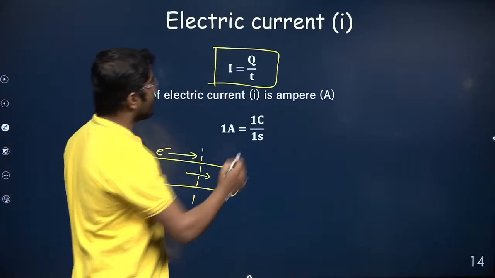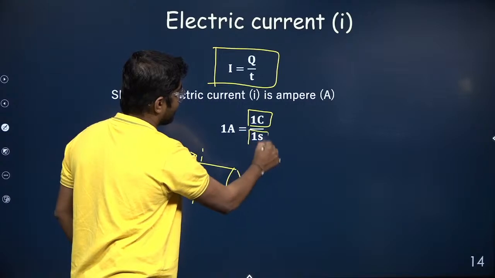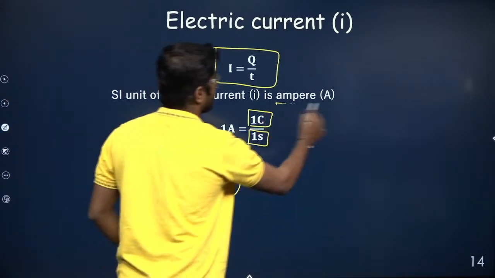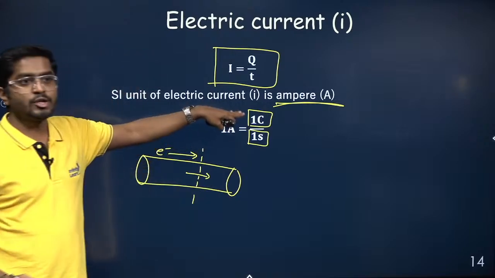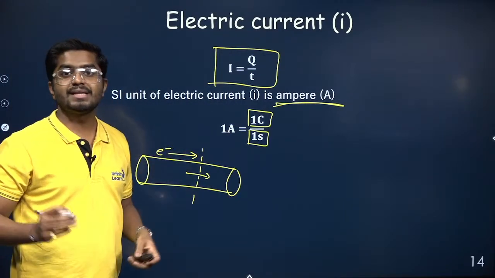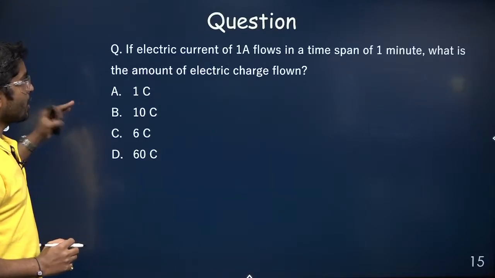And we know the SI unit of charge is 1 coulomb, the SI unit of time is 1 second, and the SI unit of current is ampere. So 1 ampere is 1 coulomb divided by 1 second. This is how 1 ampere is defined. Okay? Great. So solve this question.